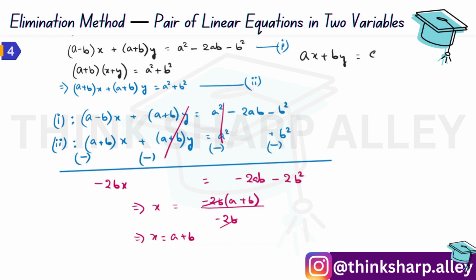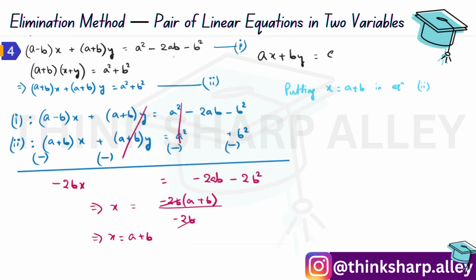Now you know our next step. We'll put x equal to a plus b in any one of the equations to find out the value of the other variable. In equation 1, we have a minus b into a plus b plus a plus b into y equals to a square minus 2ab minus b square.